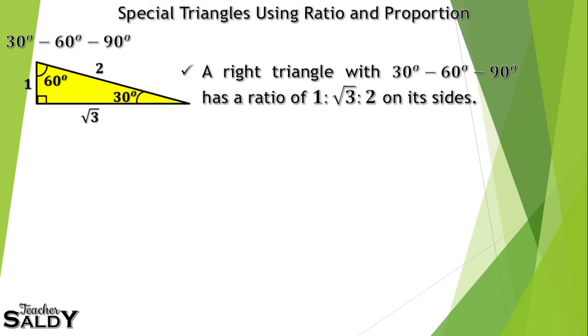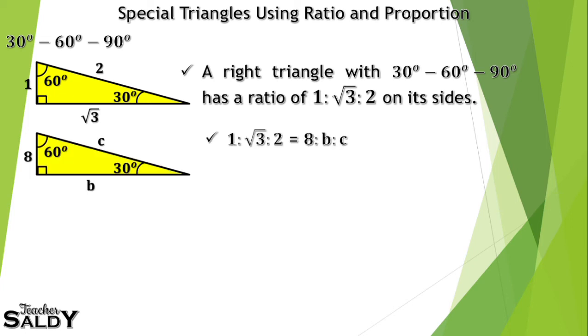So, let's have first the 30 degrees, 60 degrees, and 90 degrees triangle, or the right triangle with 30 degrees, 60 degrees, and 90 degrees has a ratio of 1 is to square root of 3 is to 2 on its sides. As you can see, the hypotenuse is twice the value of the smallest side, and the base is equal to the square root of 3 times the smallest side. Let's have an example.